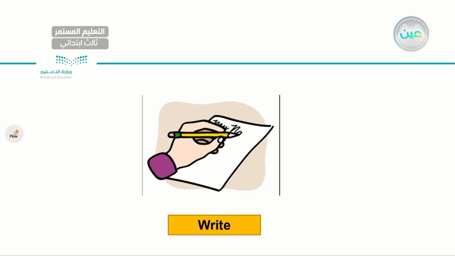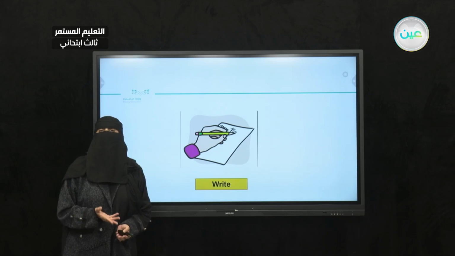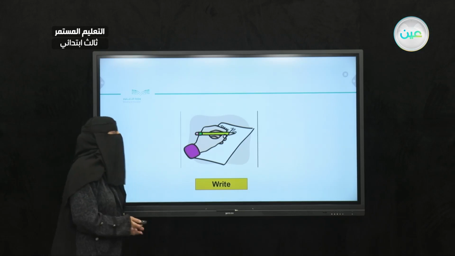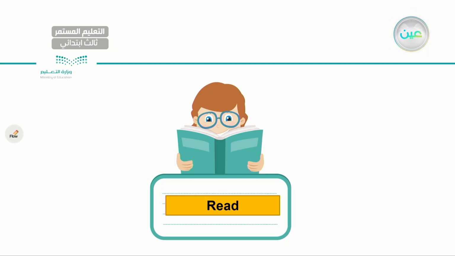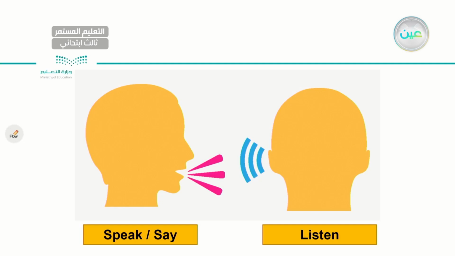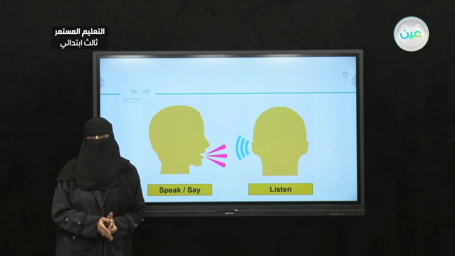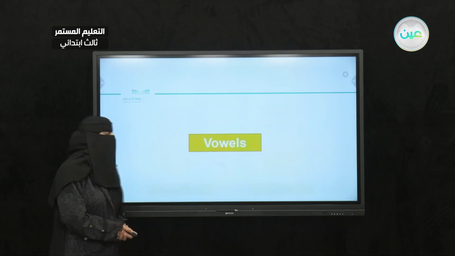So what I need you to do is have your notebook, pencils, perhaps a sheet of paper right next to you in order to take some notes. Also, you will be reading as I'm saying the words or the letters. You will be listening and repeating them after me. So I want you to be sitting in a quieter place.